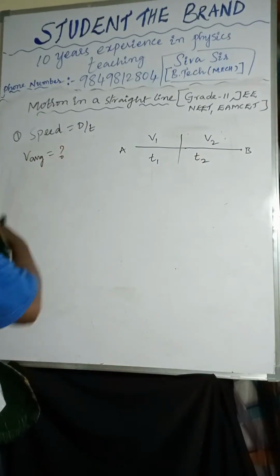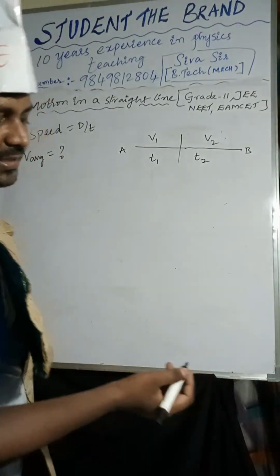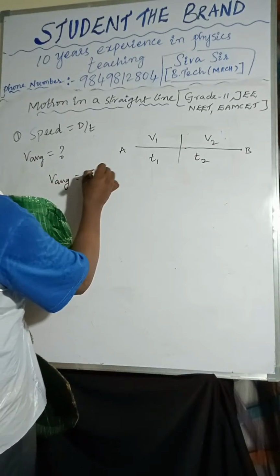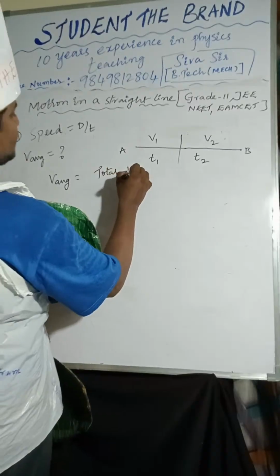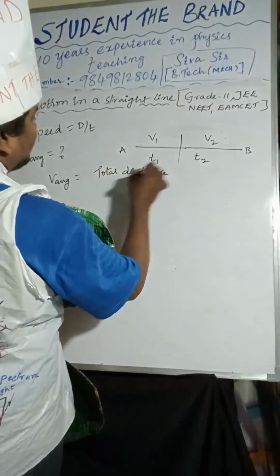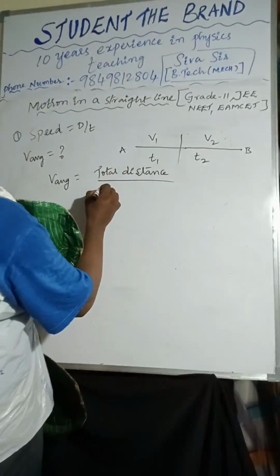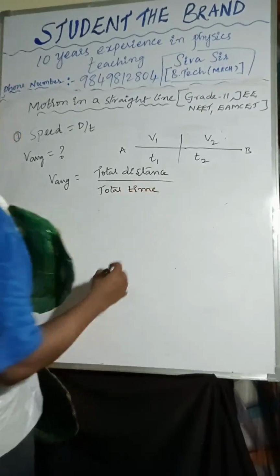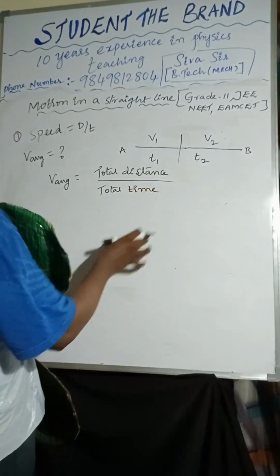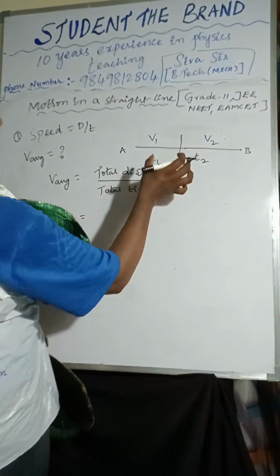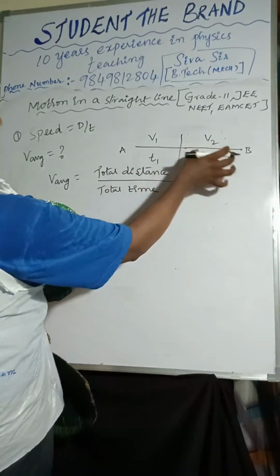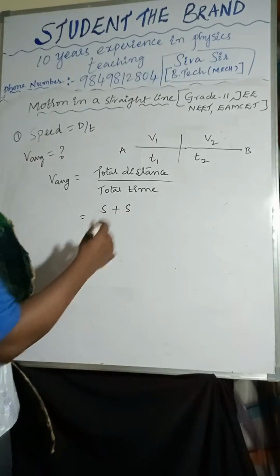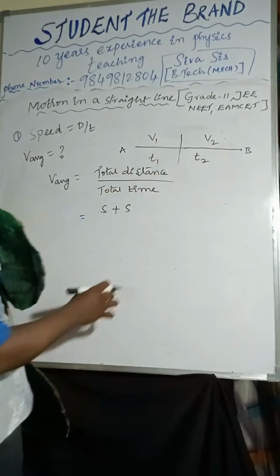If you are finding average speed, the normal average speed formula is average speed equal to total distance by total time taken. Average speed formula is total distance by total time taken. Now equal distance I am considering. Half of the distance with v1, half of the distance with v2.